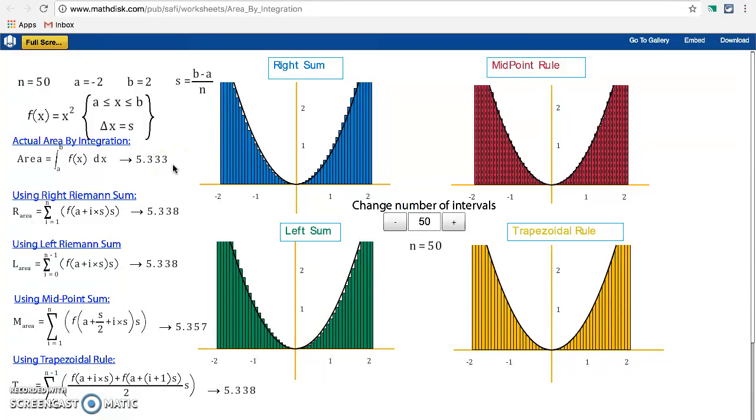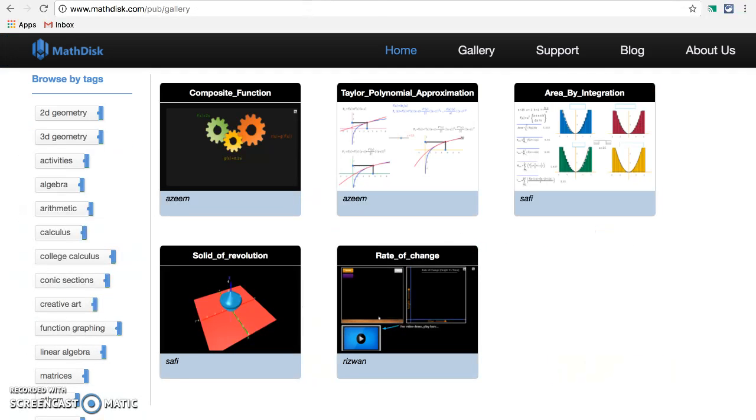And again, I think this would be an excellent tool when we're introducing integrals, right sum, left sum, midpoint, and trapezoid, to be able to show the students exactly what we're talking about in terms of the rectangles, and how as we keep approaching infinity, we get closer and closer to the answer, which is 5.333. I'm going to click off of this one, and I'm going to go back, and we're going to take a look at the solid of revolution here.